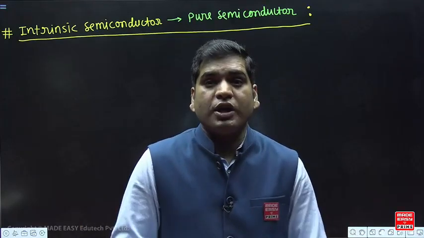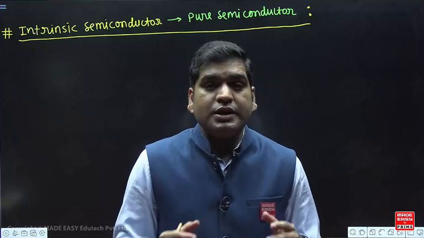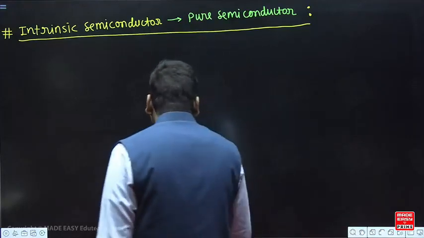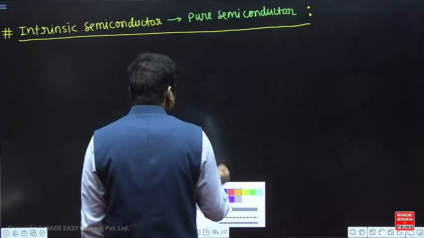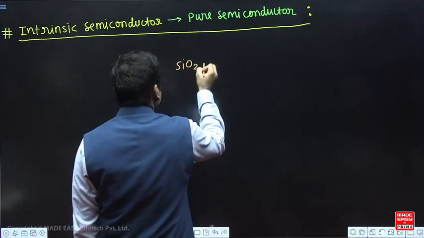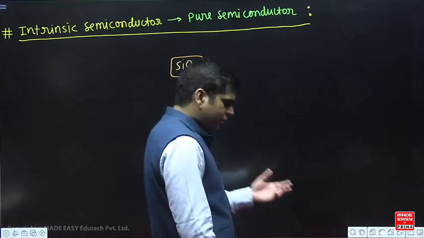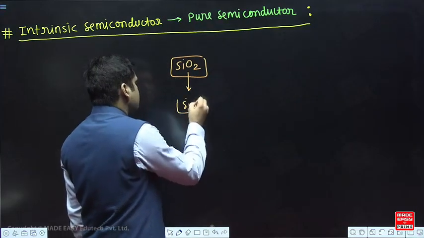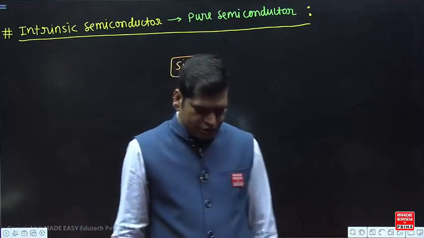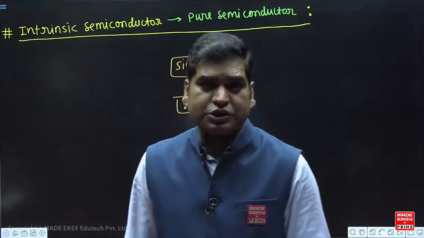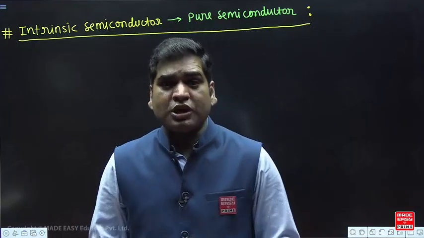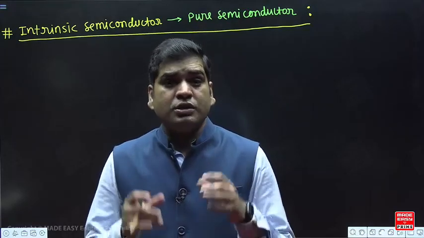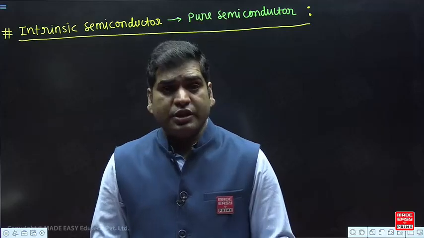Why is silicon the most widely used semiconductor material? The reason is it is hugely abundant in nature. Silicon is extracted from silica. Silica is SiO2. From this silica we extract silicon, and this silicon is our semiconductor material. If it is hugely abundant, its cost would be less, and if the cost is less, industry would be using it more. So industrially the most useful semiconductor material is silicon.